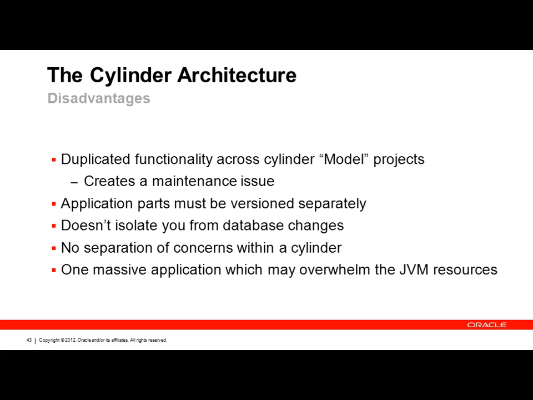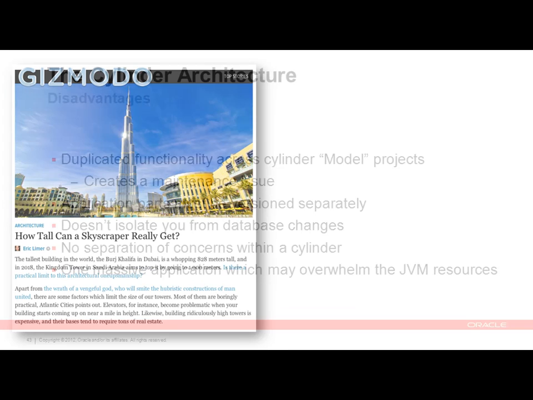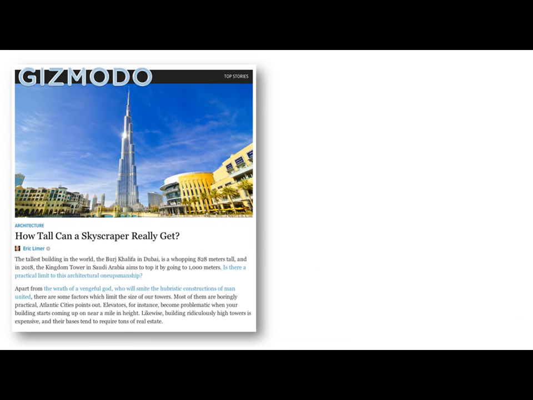Finally, this last point here is a very interesting one. One massive application may overwhelm the JVM resources, and that goes on to the last architectural pattern that we're going to present here. Now, kudos to the website Gizmodo, they had a very interesting article a couple of months ago when this presentation was written.